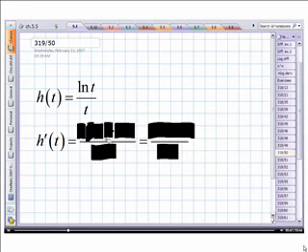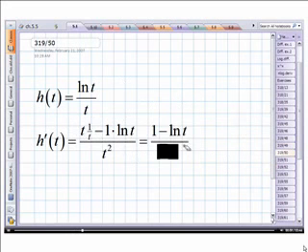This is going to require the quotient rule, so you square the bottom and write it up here, times the derivative of the top. The derivative of ln t is 1 over t, minus the top times the derivative of the bottom. The derivative of t is 1, and then t and 1 over t cancel, and you get 1 minus ln t over t squared.